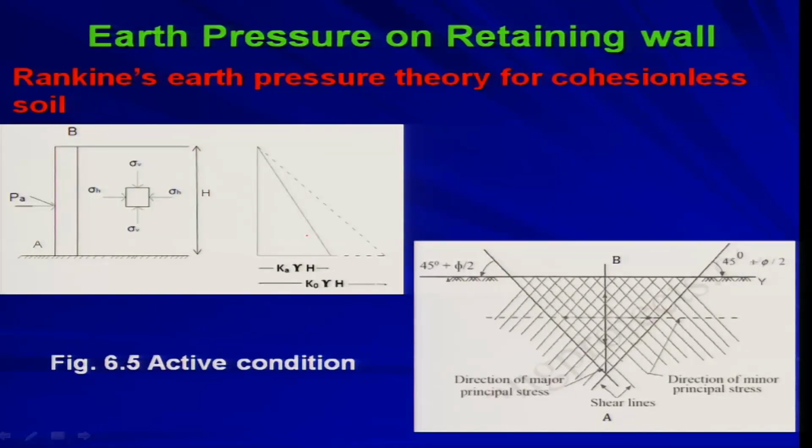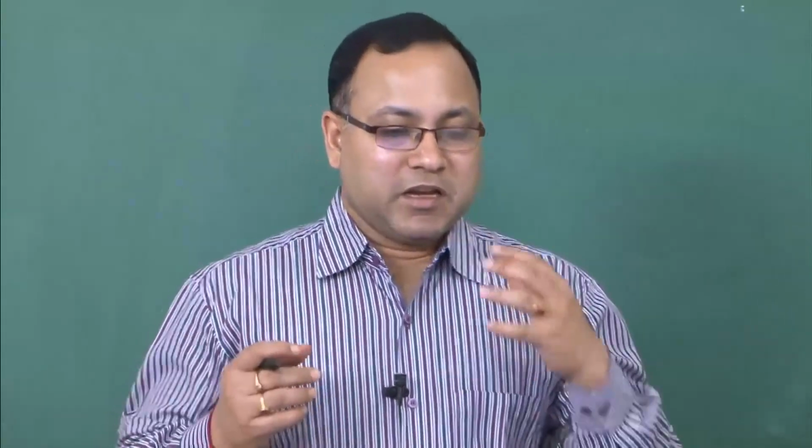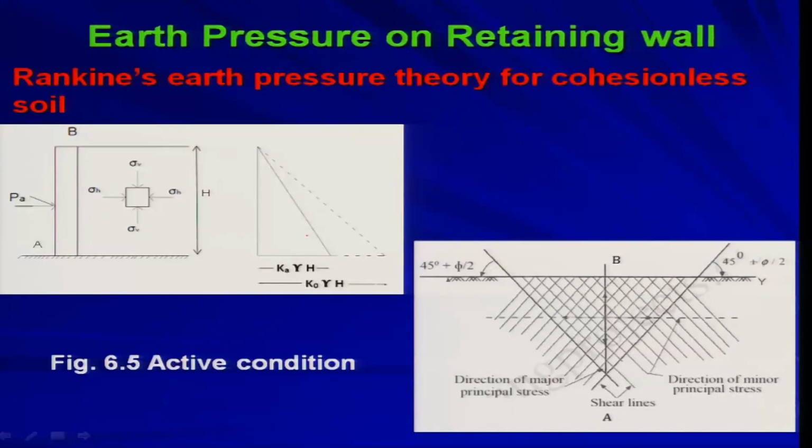Now, in case of active condition, we are trying to develop this earth pressure coefficient, or the relation between the vertical pressure and the horizontal pressure in active state. That was proposed by Rankine. That is why it is known as Rankine's earth pressure theory for cohesionless soil. So, first we are considering the cohesionless soil, that means c is 0.